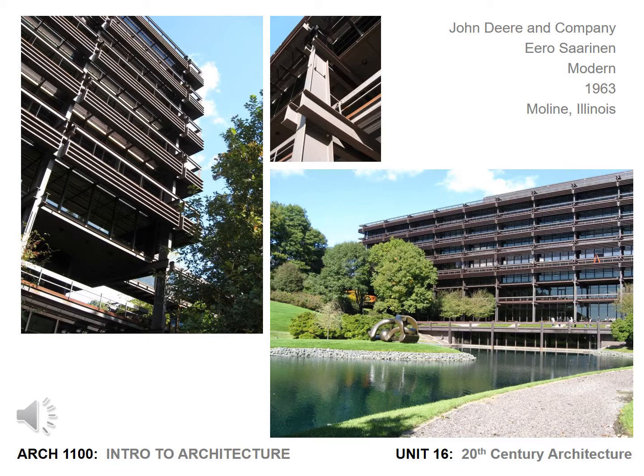For those of you who are local to the Chicago area, you might recognize Corten steel. It's used on the Picasso sculpture in downtown Chicago, as well as on the Daly Center, which is located directly adjacent to the Picasso sculpture. But it's Eero Saarinen's John Deere & Company building that really first popularized this material as a building material for architecture.